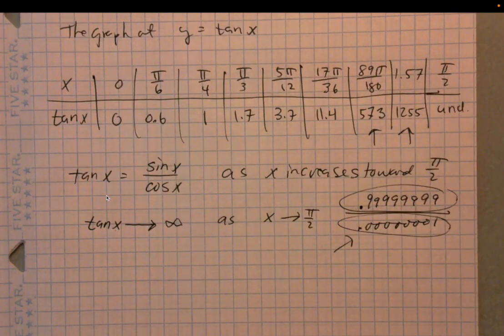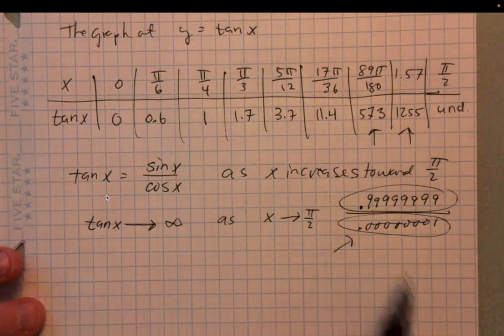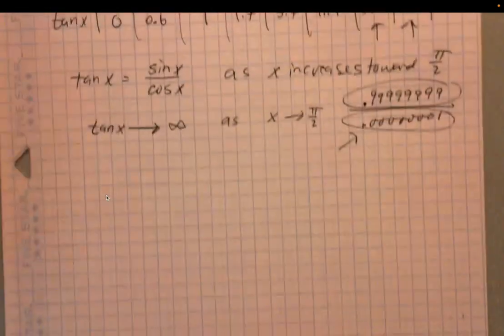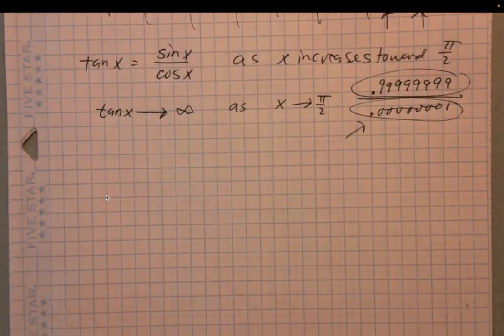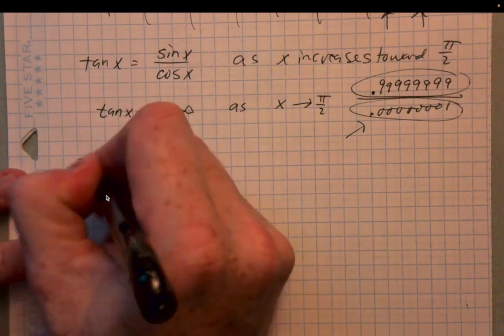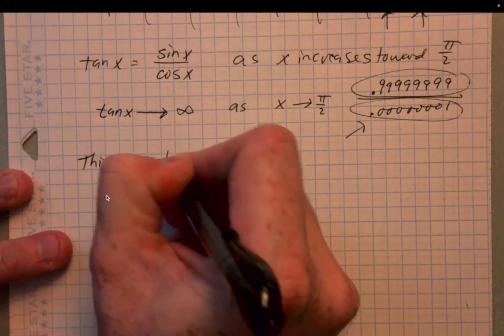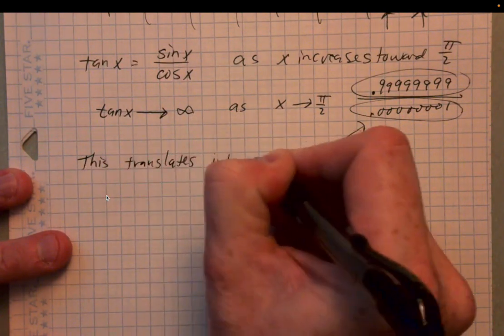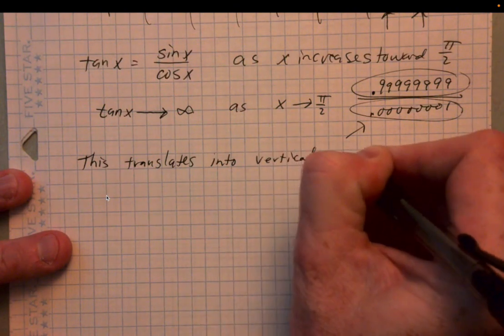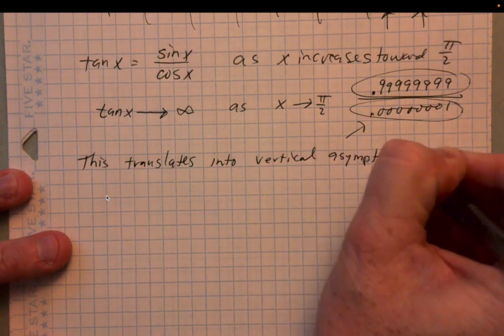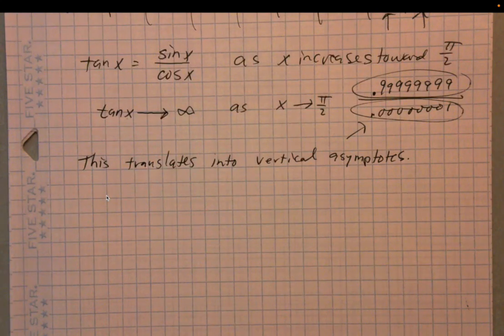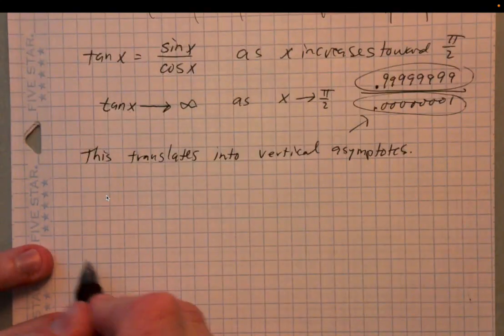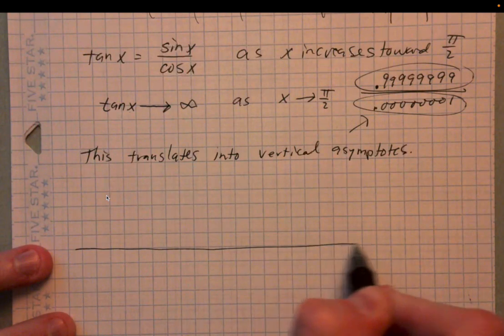So how does this translate when we get to the graph of the tangent? Well, what you end up with is basically what you would call asymptotes in an algebra course. So this translates into vertical asymptotes. Okay, and so what the tangent function ends up looking like is very strange. Let me show you. I'll draw a picture of it here.